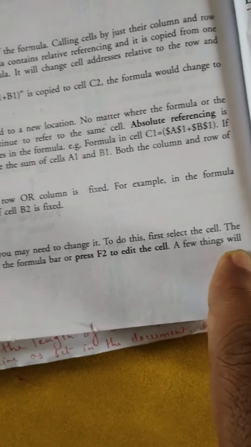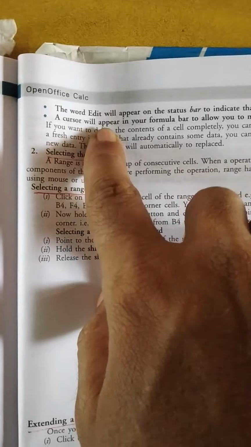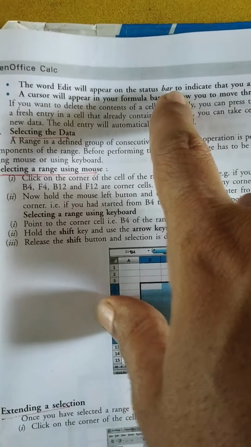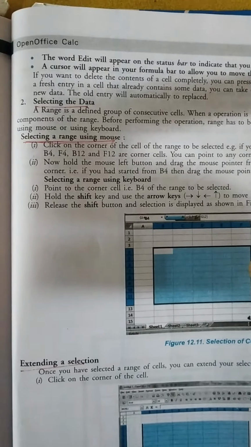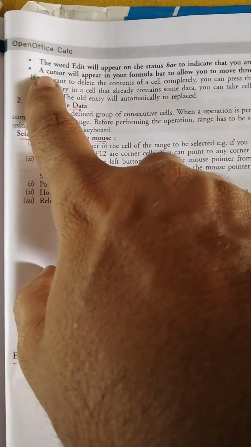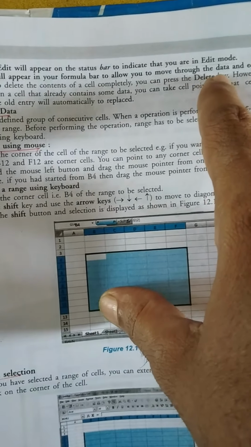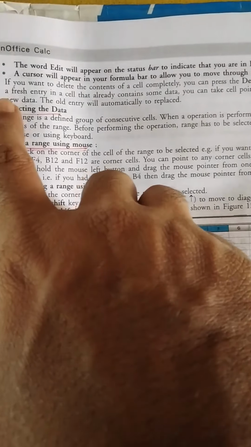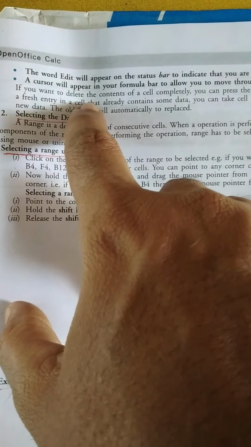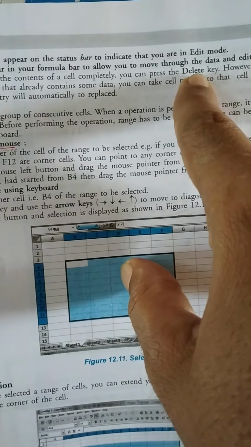A few things will happen. What will happen? Let us see. The word Edit will appear on the status bar to indicate that you are in edit mode, है ना, तो edit mode दिखाएगा. A cursor will appear in your formula bar to allow you to move through the data, है ना, and edit it. ठीक है. If you want to delete the content of the cell completely, you can press the Delete key.